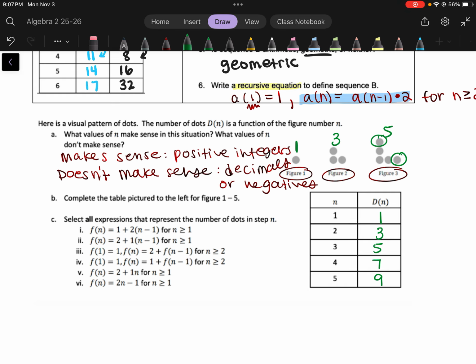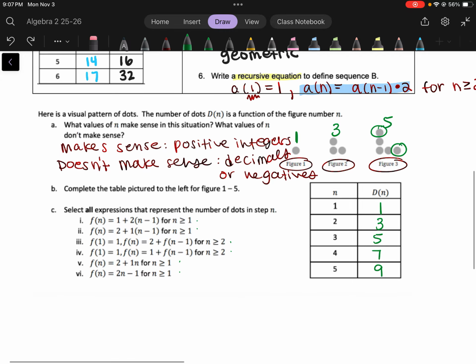Okay, so then it says select, I'm on part C now. Select all the expressions that represent the number of dots. So basically what you're doing here is stating which of these 6 formulas work to get the sequence 1, 3, 5, 7, 9, and so on. So I would pick out the recursive ones and just make sense of those. So the recursive ones are the ones where it lists a term and then uses the previous term. So you're looking at 3 and 4 here for recursive.